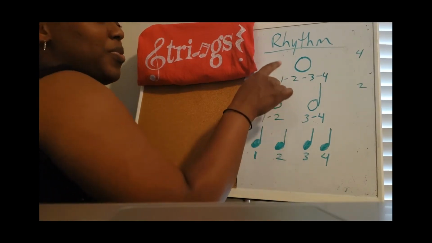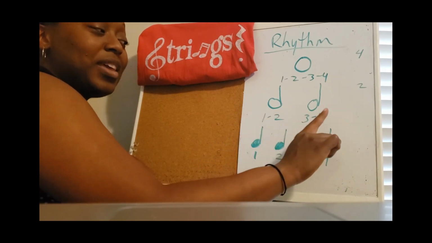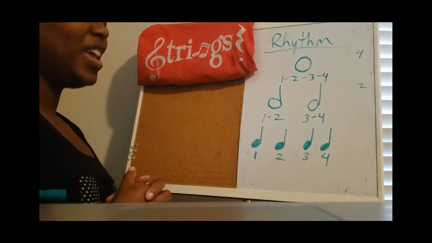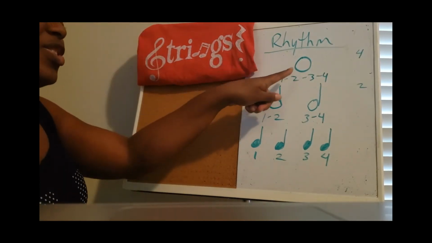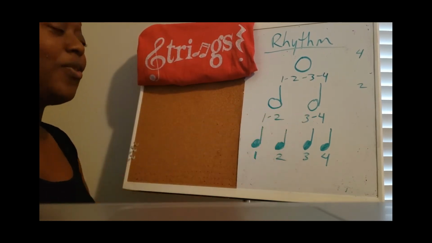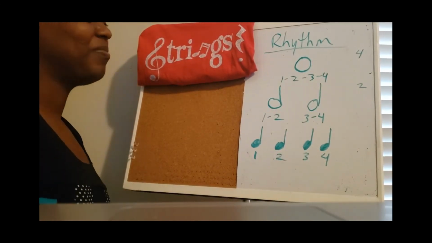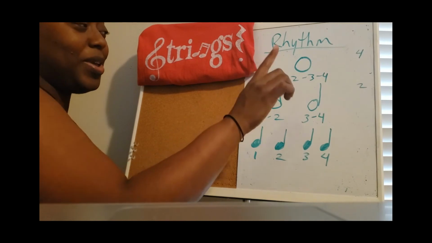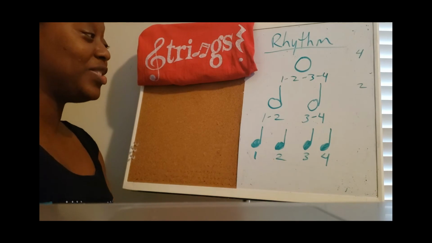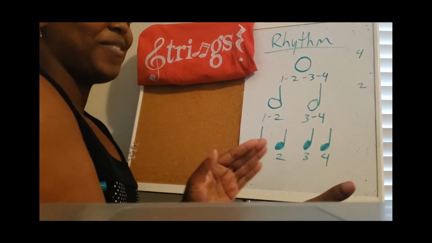Okay, so let's try this together. Now we're going to start all the way from the whole note. Then we're going to go straight through without stopping and go to the half notes. And then we're going to go straight through and then go to the quarter notes. Let's try it together. Here we go. 1, 2, 3, 4. Whole note. 1, 2, 3, 4. Half note. 1, 2, 3, 4. Quarter note. 1, 2, 3, 4.